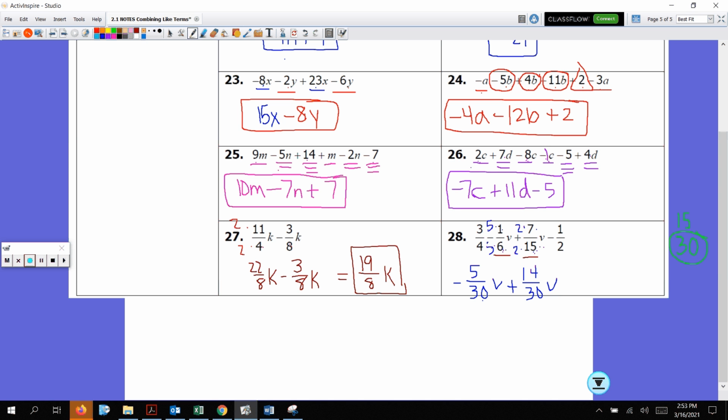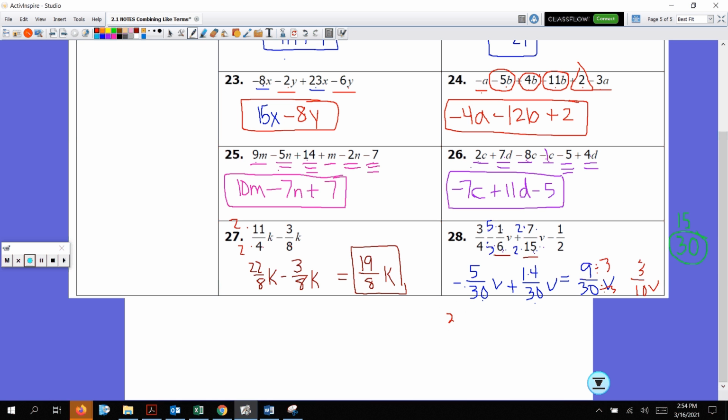I almost forgot my variable. So now you have negative 5 over 30 v plus 14 over 30 v. Negative 5 plus 14 gives us positive 9 over 30 v. Remember, we always want to reduce our fractions as much as possible. Do you think you could reduce 9 over 30? Do they have any common factors? What if we divide top and bottom by 3? That gives me 3 over 10 v.